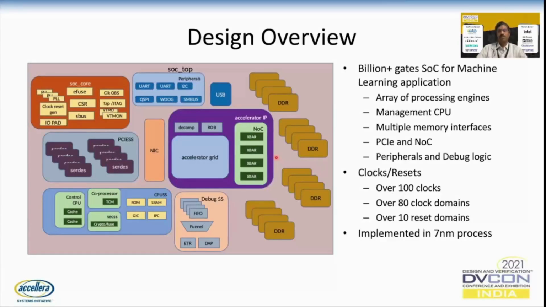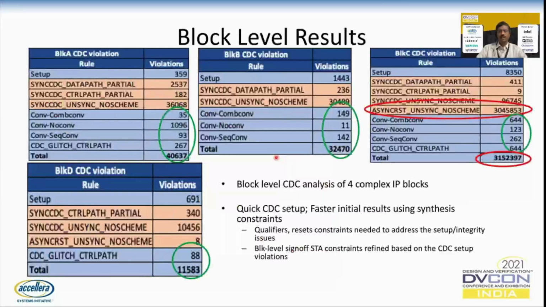Hence, we started with the block level CDC analysis. The block level CDC analysis was done for 4 complex IP blocks. The partitioning of the complex IP blocks were same as that we had for the synthesis hierarchy. Hence, the initial setup for the VCCDC was seamless using the synthesis constraint. But we did see this setup violation. Hence, the qualifier reset constraints needed to be added to address these setup and integrity issues. These changes to the constraints were fed back to the block level STA constraints for sign-off analysis.